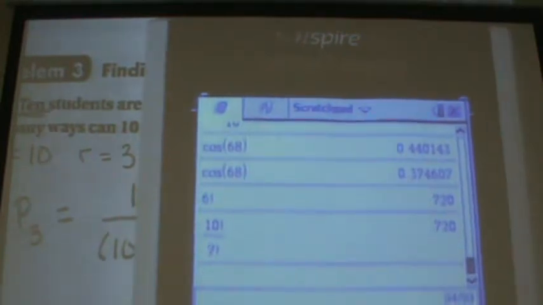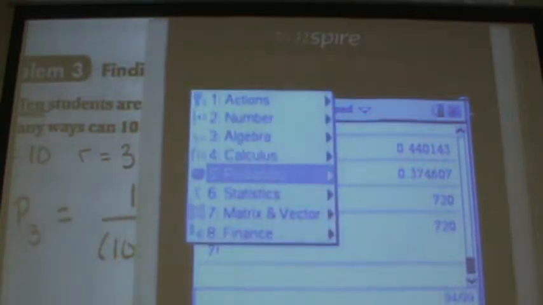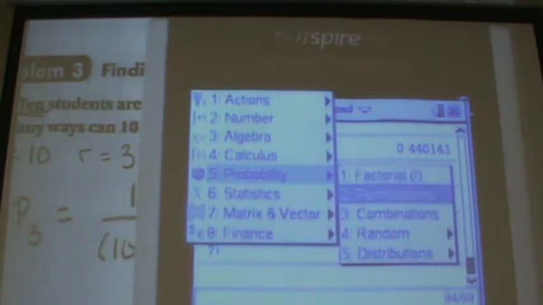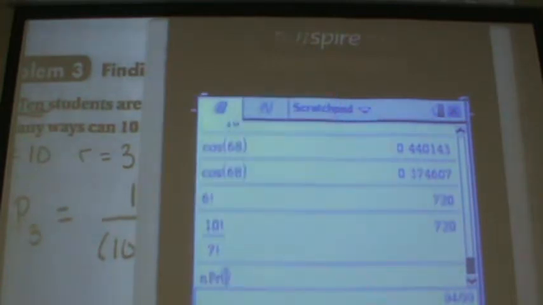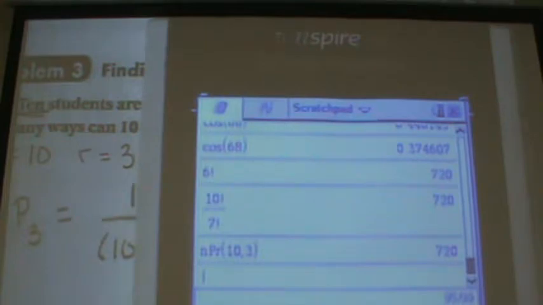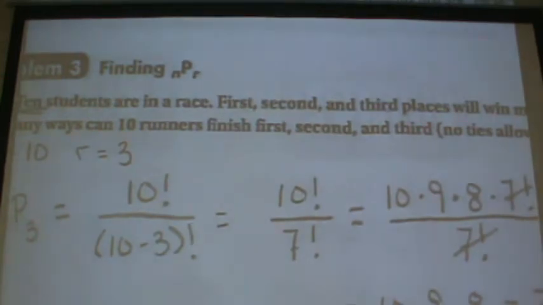There's also a key for permutations. If you go to Menu, Probability, and then Permutations is number 2, hit Enter. You have to write it as an ordered pair to put it into the Inspire. So you do your entire set, which was 10, comma, what you're finding, which was 3, and then hit Enter. So those are the 3 different ways to find the answer for number 3.